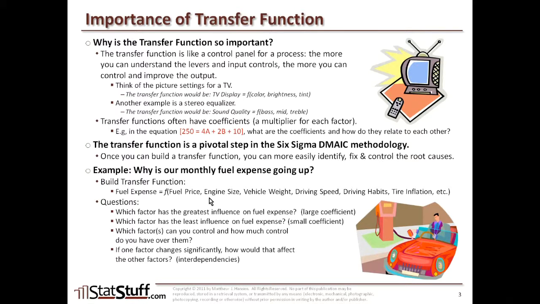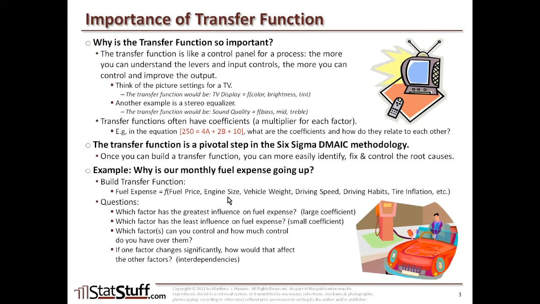Now, if there's one factor that changes significantly, how would that affect maybe some of the other factors? That is, what interdependencies might there be within these different factors? For example, one that stands out to me is engine size and vehicle weight. Well, the bigger the engine size, then that's going to have a direct impact on the overall vehicle weight. If I reduce my engine size, it's going to have some impact on reducing the vehicle weight as well. So there's some interdependency between these two variables, and that can very often be the case when we're evaluating a transfer function within the business.